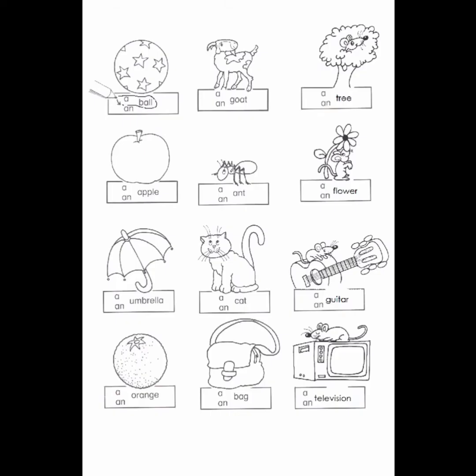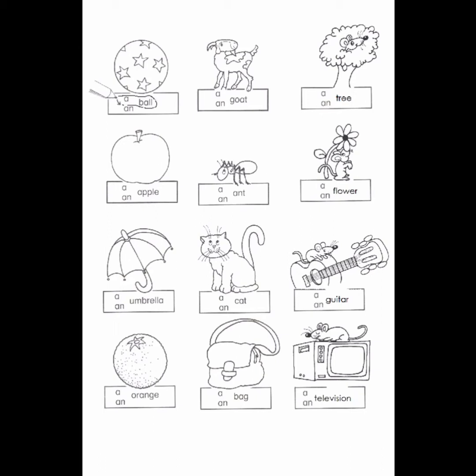Let's practice together with this worksheet. Okay. A bottle or a ball. Yes, a ball. That's why you have to circle the correct answer. One is already done for you. A ball. Okay, a goat or an goat. The answer is a goat. That's why you have to circle a goat.